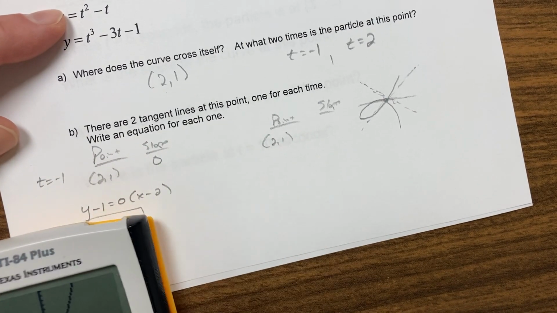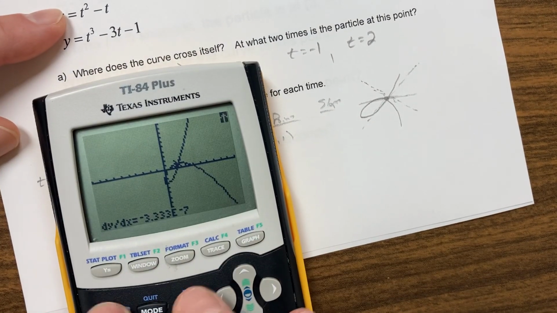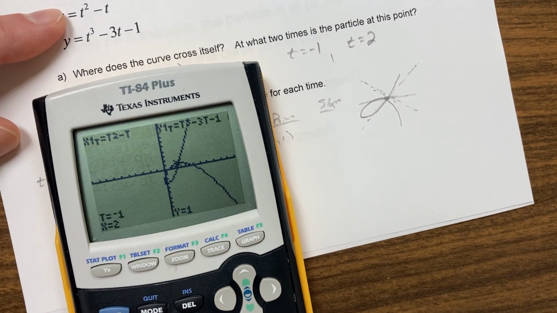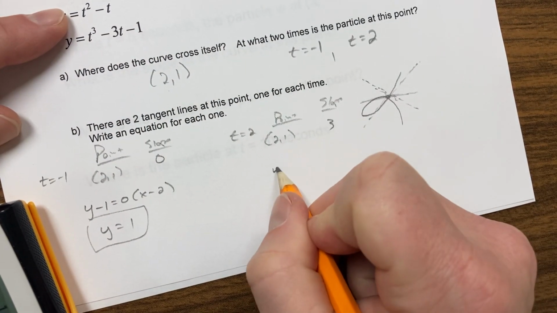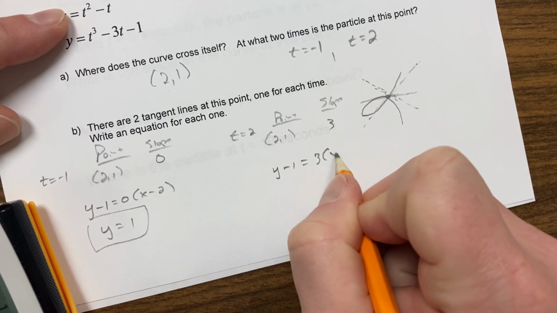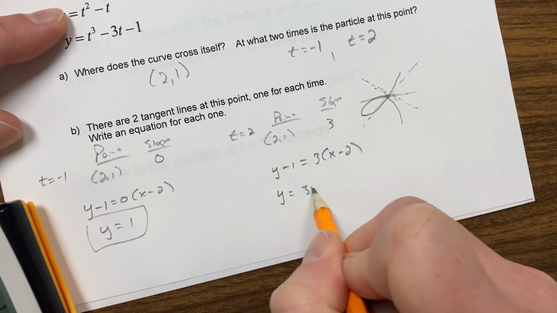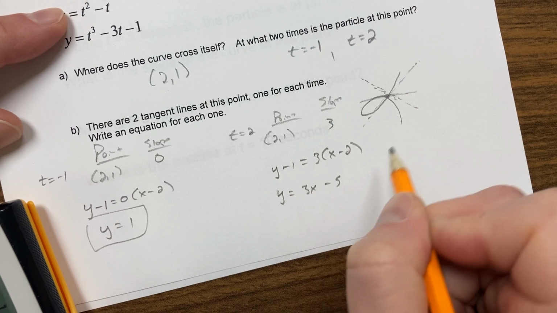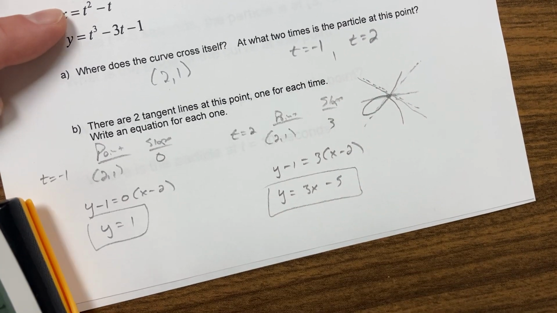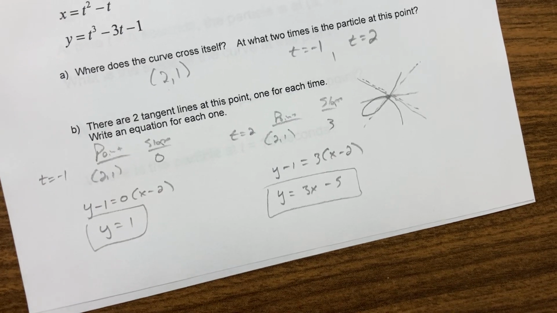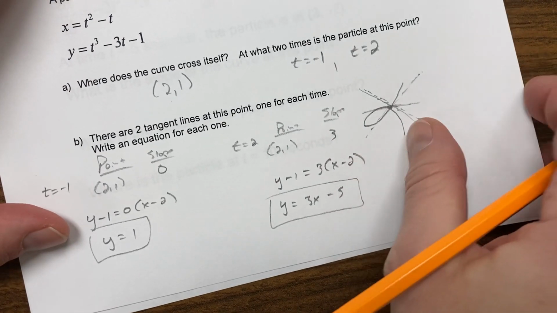For the other line, that was at t equal 2. So I'm going to calculate dy dx at time 2, and we get a slope of 3. So y minus 1 equals 3 times x minus 2, and we can leave that, or y equals 3x minus 5. That's this tangent line there. So 2 tangents to the same point, just at 2 different times, so from 2 different perspectives.